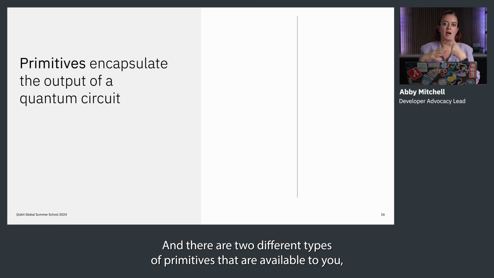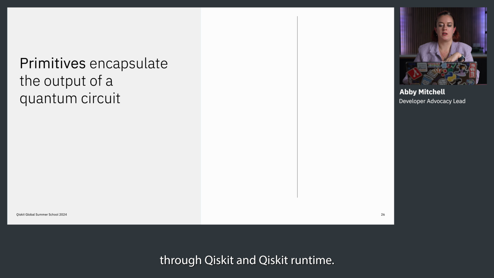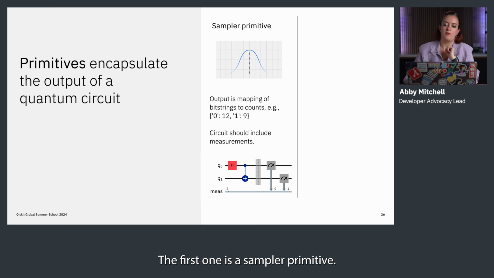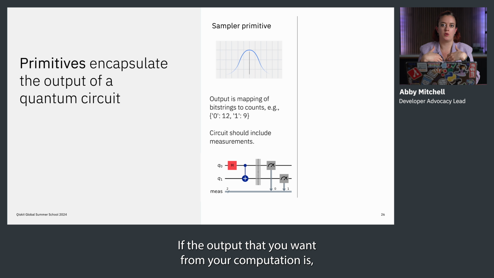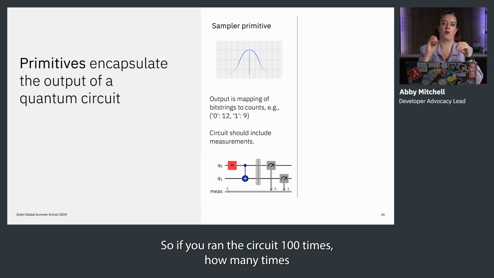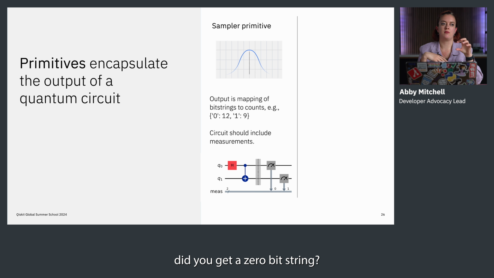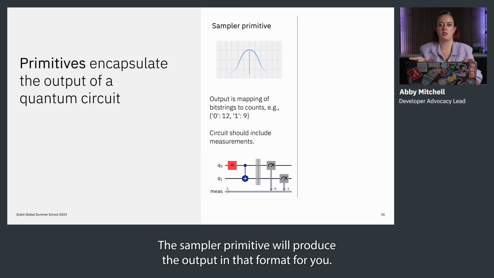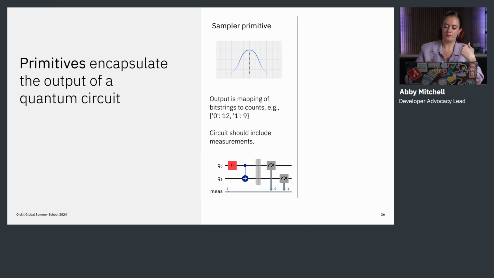And there are two different types of primitives that are available to you through Qiskit and Qiskit Runtime. The first one is a sampler primitive. This is the primitive you want to use if the output that you want from your computation is a series of bit strings mapped to how many counts you got. So if you ran the circuit 100 times, how many times did you get a 0-bit string? How many times did you get a 1-bit string? The sampler primitive will produce the output in that format for you.